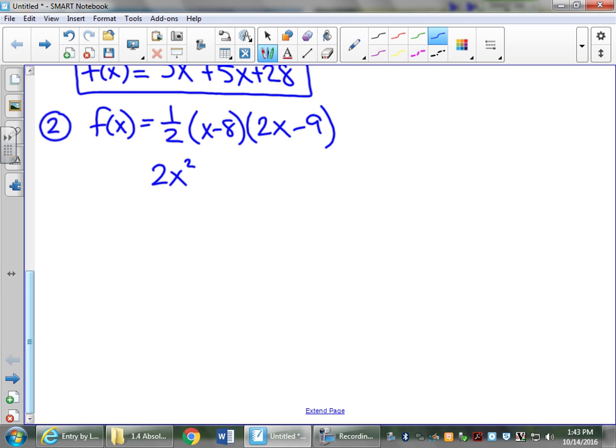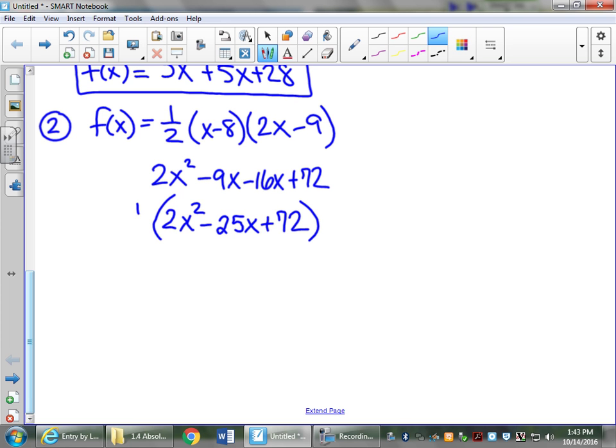Here. Let's try this again. 2x squared minus 9x minus 16x plus 72. Combine like terms. We get minus 25x in the center plus 72. And then we are going to distribute the a value of 1/2. I'm going to leave anything that stays a fraction as a fraction. So we'll have half of 2x is 1x squared. Half of 25 is going to stay negative 25 halves x. And then half of 72 is 36. And bring down the f of x equals.